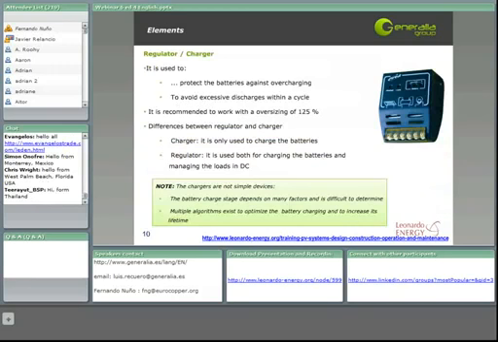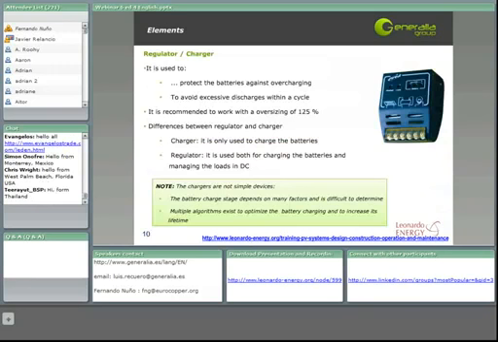Talking about the regulator, we can say that its main mission is to charge the batteries. It is important to make the difference between two types of device, what is called a regulator and a charger. A charger is only used to charge the batteries. It doesn't regulate and stabilize the signal, but a regulator is used both for charging the batteries and also to produce a stable signal in order to be used by DC current devices.